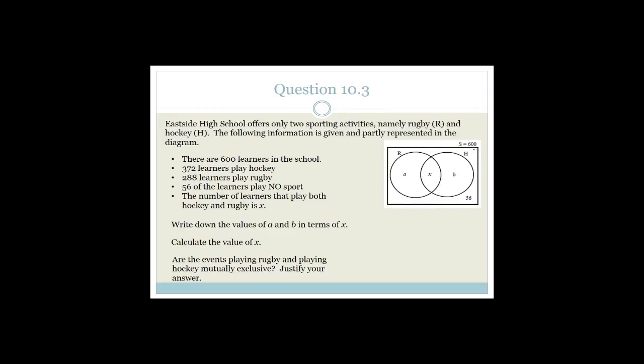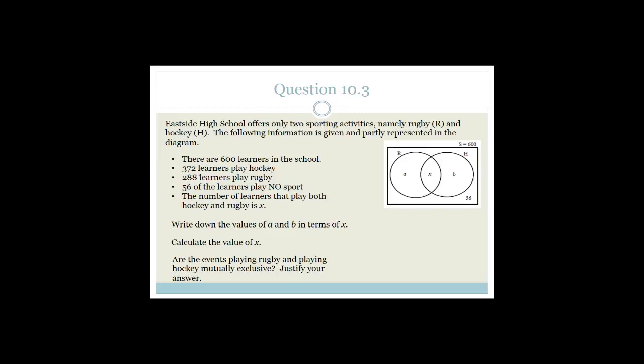There are 600 learners in the school, so your sample space is 600. 372 learners play hockey. 288 learners play rugby. That doesn't mean it's exclusive. Some of those may have played rugby and some of those may have played hockey. 56 of the learners play no sport. There's our 56 that play no sport. The number of learners that play both hockey and rugby is X. Now they're saying, write down the values of A and B in terms of X.